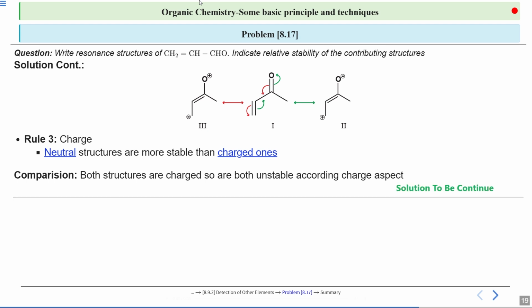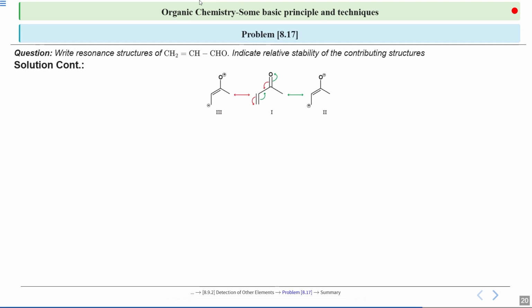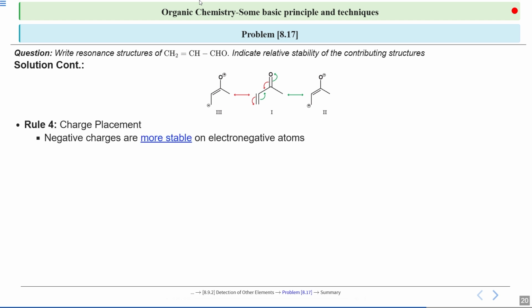Now moving on to the next rule, we have rule number 4. We are comparing 2 and 3 because 1 is already the most stable one. Rule number 4 is about the placement of the charge. Remember, negative charges are more stable when they are on electronegative atoms. This is because an electronegative atom stabilizes the extra electron, whereas positive charges are more stable on the electropositive atom.